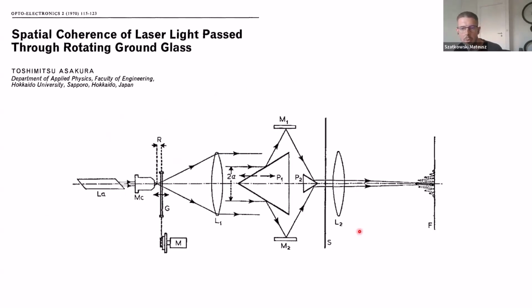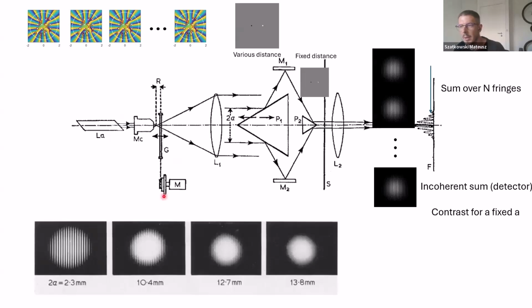But before that, let me show you the numerical simulation, and I'm going to use as a reference a nice feature that I like from the work of Toshimitsu Asakura. However, he used a rotating ground glass diffuser, and I'm using those lattices. But I see some analogies here. So in the role of the coherence changer are our lattices.